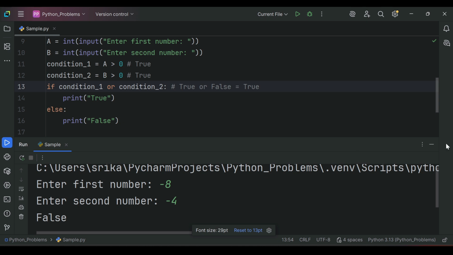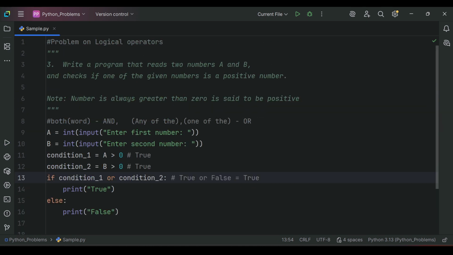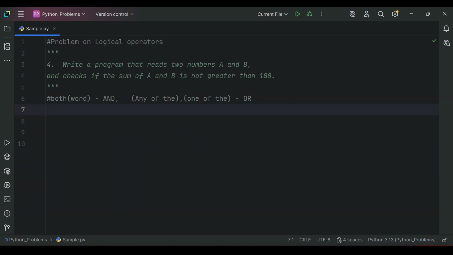I hope you understand this problem, friends. Now see the fourth problem. Write a program that reads two numbers a and b and checks the sum of a and b is not greater than 100.